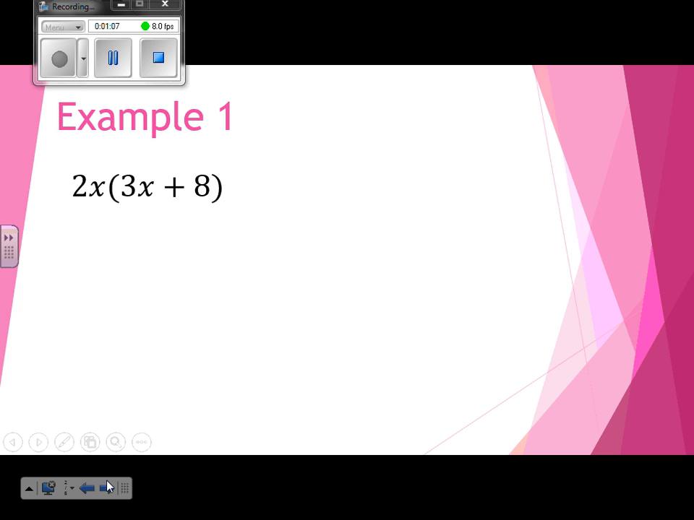Distribute. So we're going to take the 2x and multiply it to the 3x, and then we're going to multiply it to the 8. So 2x times 3x would be 6x squared. Very good. And 2x times 8 is 16x. Very good. So that's what we did last week. We multiplied a monomial times a binomial, follow me, and we got an answer.